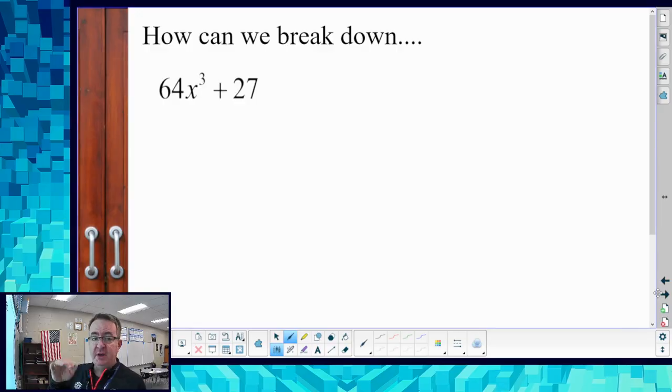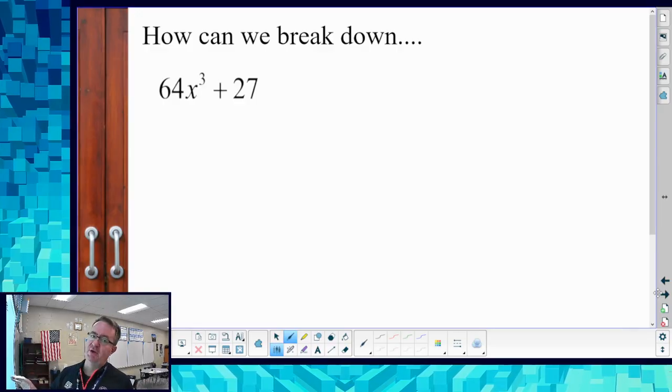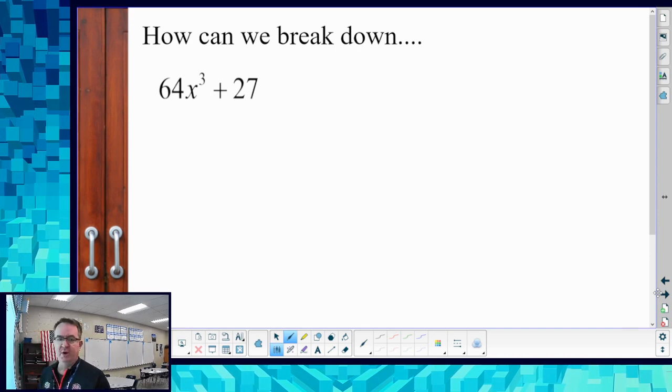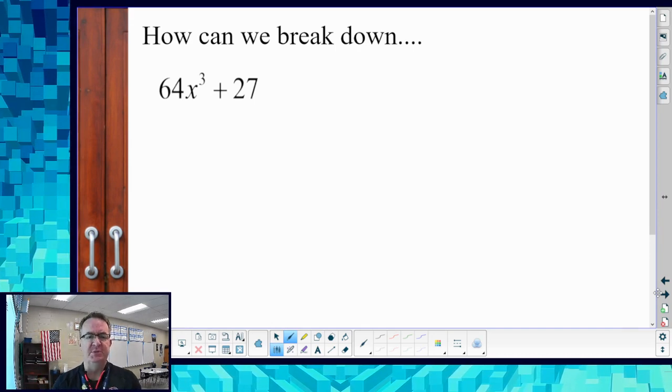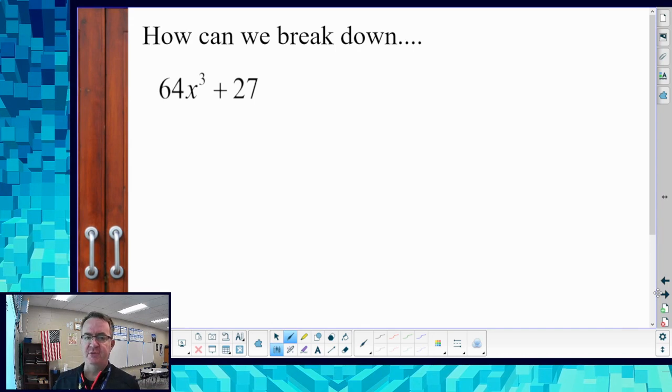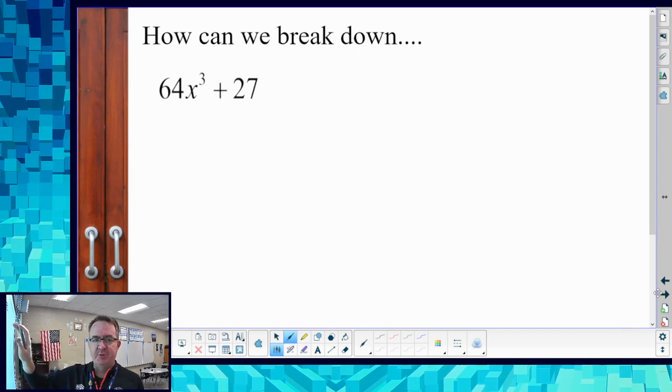The first thing that we did in class was some review of factoring. We had talked about perfect squares and difference of perfect squares and how those work when you're factoring. And then I gave them this problem.